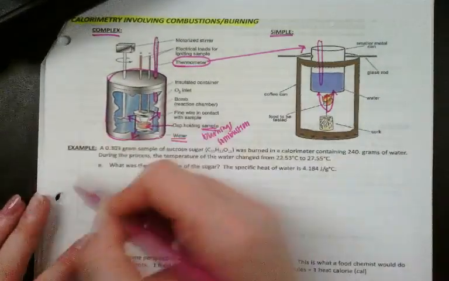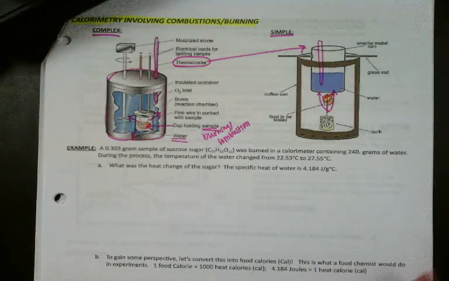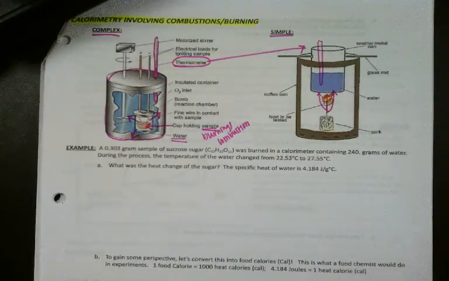One is just more complex and one is more simple. That's basically all it is. But now we're going to talk about calorimetry involving combustion and burning when it comes to solving the math for that.